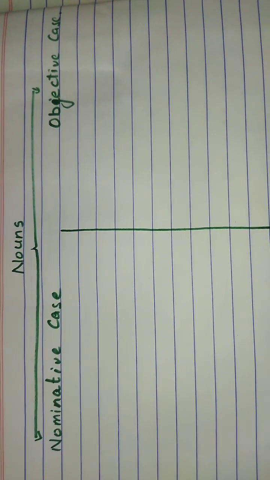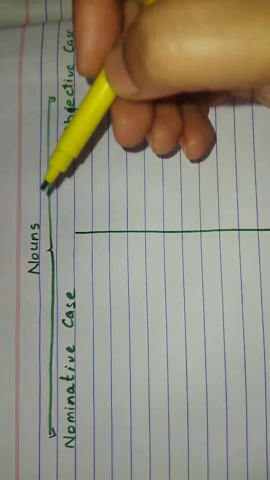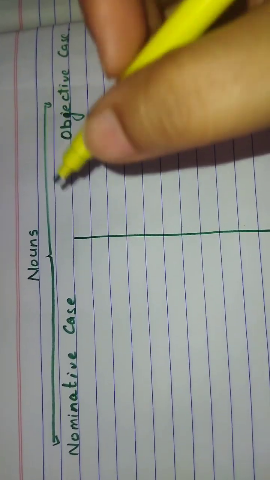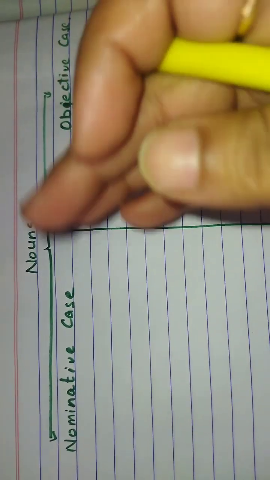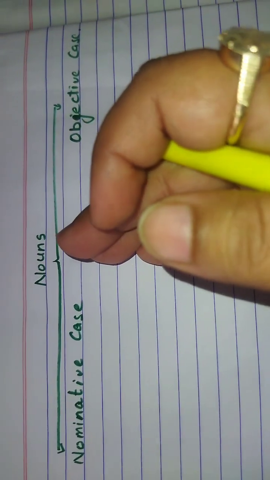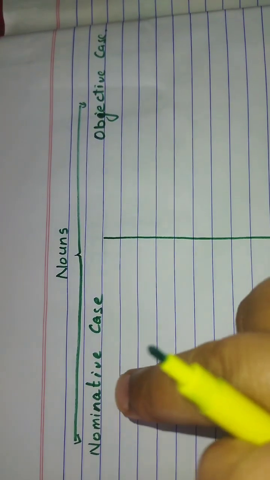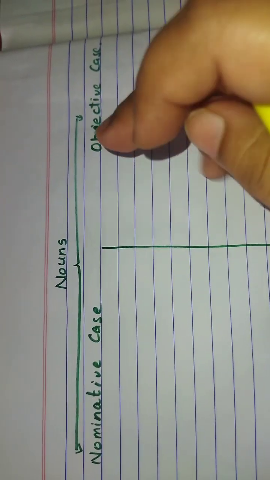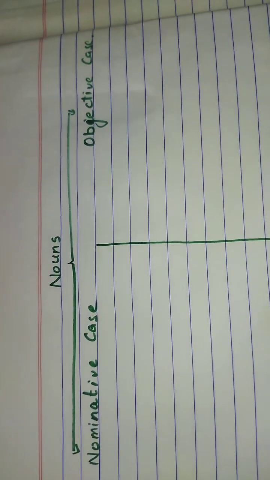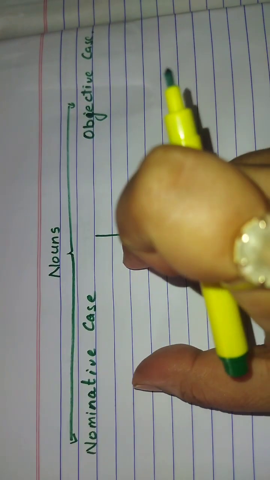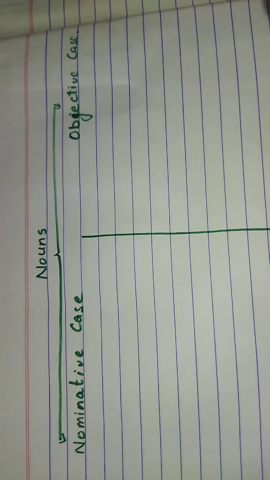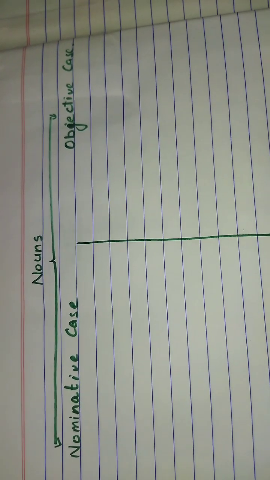Welcome dear students. In this video we are going to study about nouns. This video is for classes 6th, 7th and 8th, in whichever class you have this topic. Nouns have two categories, nominative case and objective case. One more category is the possessive case, which we'll study later on. We'll study nominative case and objective case in comparative form so that you can understand it in a better way.